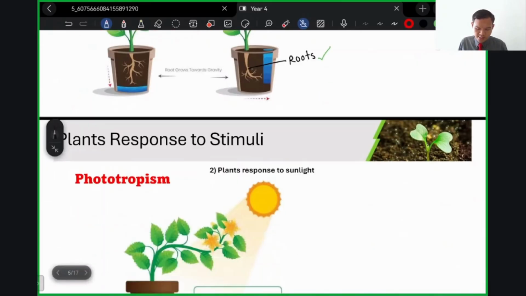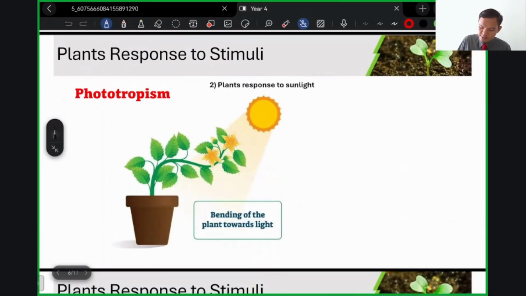Next, we look at the next stimuli, which is sunlight, the second necessity for plants to keep growing. Unlike water, where the roots respond, for sunlight it is the shoot. The shoots will respond to sunlight.